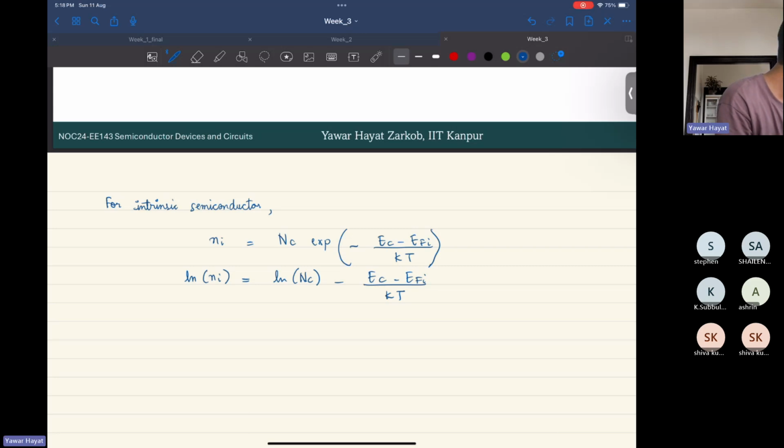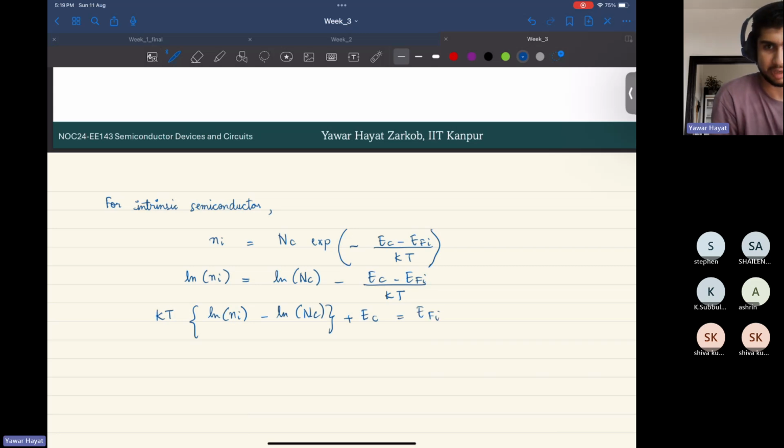Then what we can do is, if we rearrange, we get the following. We get kT ln of Ni minus ln of Nc plus Ec, that is equal to your EFI, right? You can just quickly verify this. This is simple mathematical jugglery.